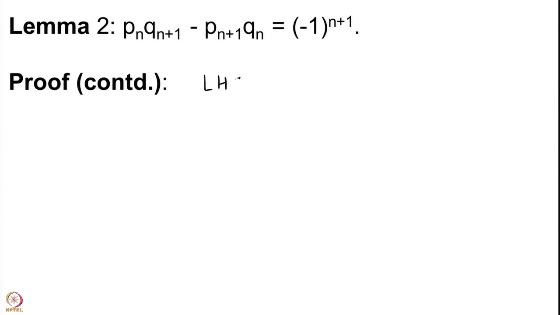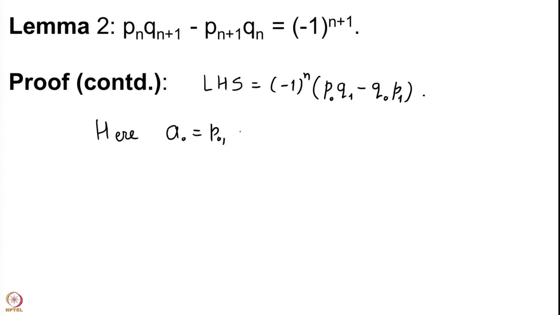We have that the LHS is minus 1 power n times p 0 q 1 minus q 0 p 1. Here a 0 is p 0 and q 0 is 1. Remember that the first convergent is the integral part of theta, which is an integer, and then the denominator has to be 1. We are always writing any rational number in the form p by q, where p is an integer, it can be positive, negative or 0, q is always a natural number, and moreover p and q have no common factor. We are writing the rational p by q in the lowest form, that is what we have.